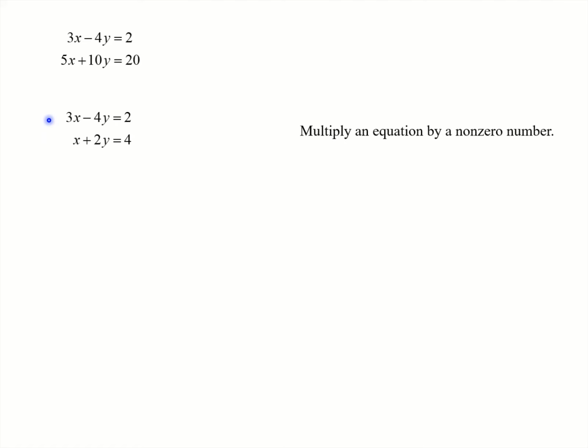I don't like this 3x minus 4y equals 2 on the top. I'd rather have it on the bottom. So the question is, could I interchange those equations? Is that going to mess up the solution? And the answer is no. We can interchange 2 equations. So there's actually 2 rules we have now. We can multiply an equation by a non-zero number, and we can interchange 2 equations.